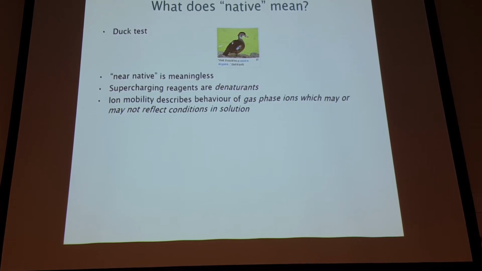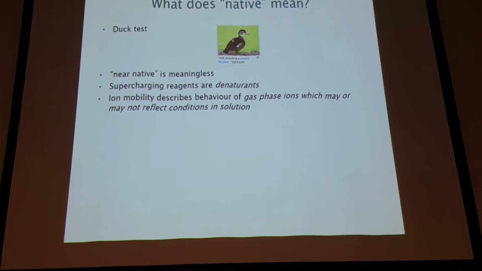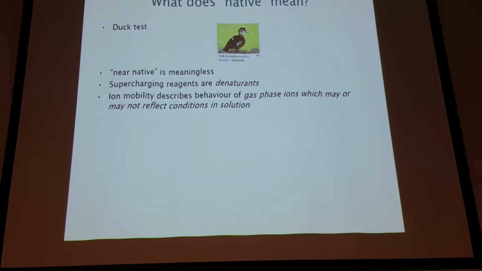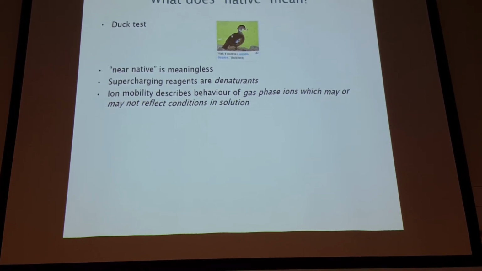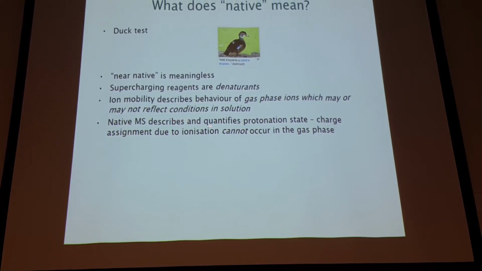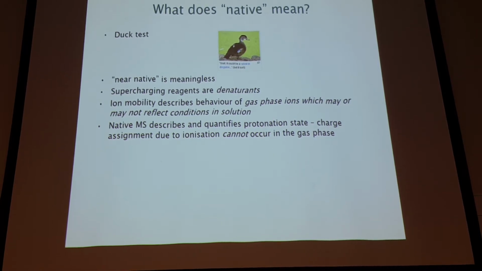People use ion mobility. Ion mobility describes the behavior of gas phase ions. They may or may not reflect conditions in solution. You simply do not know. However, native mass spec describes and quantifies the protonation state, in other words, the charge assignment on your ion.